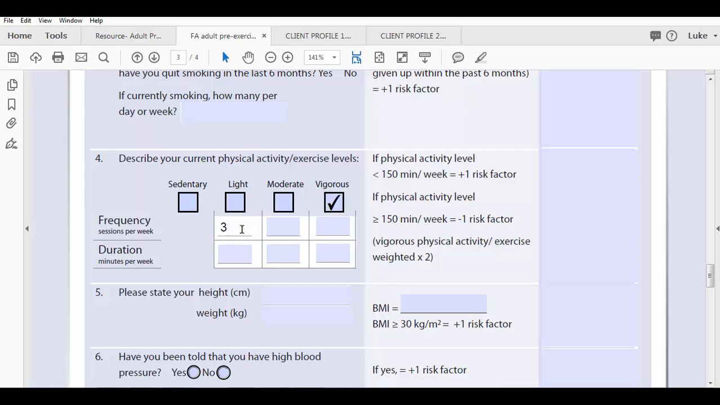We had 3 days at 45 minutes and 2 days at 60 minutes. So in terms of total, we have 135 minutes here and 120 minutes here. Put together, we have 255 minutes of vigorous intensity. That's well over the equal to or greater than 150 minutes per week accumulated. And because, again, it's a vigorous physical activity, we give them a -2 score. Remember, that's not a +2, it's a -2. That's very important.